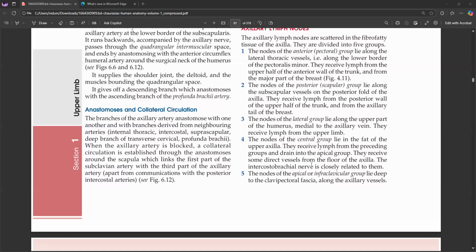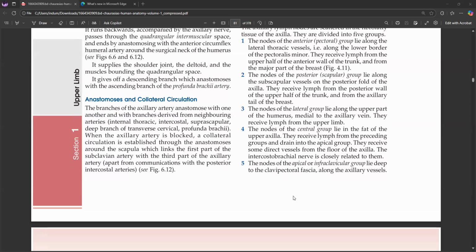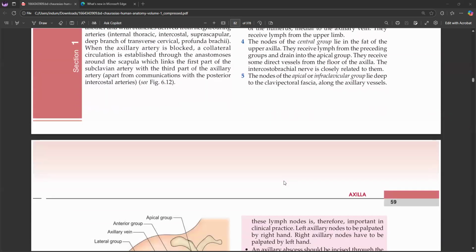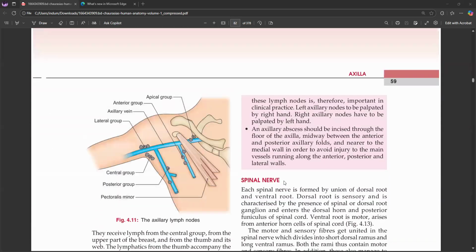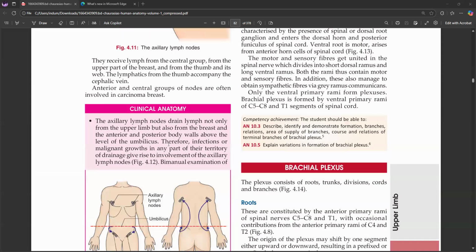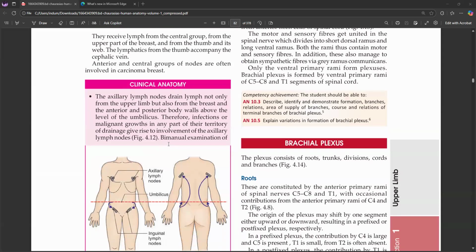The intercostobrachial nerve is closely related to them. Number 5. The nodes of the apical or infraclavicular group lie deep to the clavipectoral fascia along the axillary vessels. They receive lymph from the central group, from the upper part of the breast, and from the thumb and its web. The lymphatics from the thumb accompany the cephalic vein. Anterior and central groups of nodes are often involved in carcinoma breast.